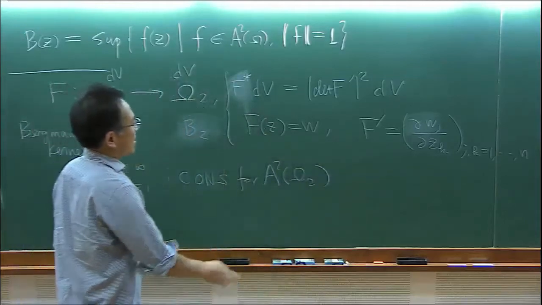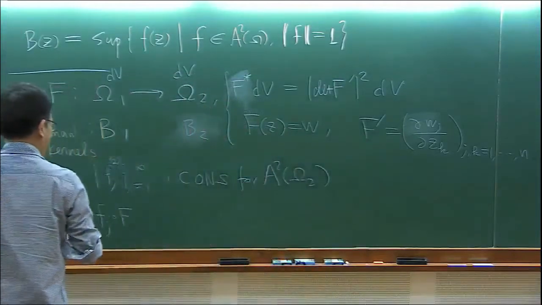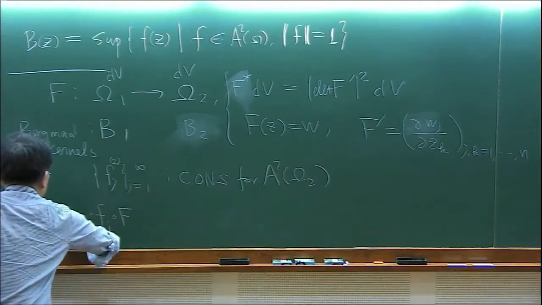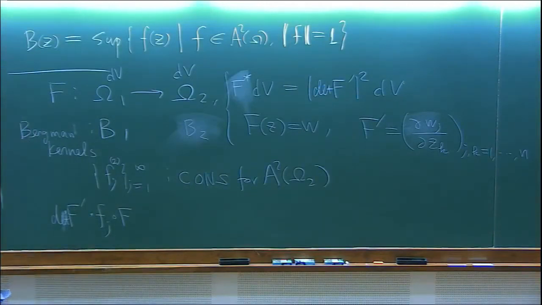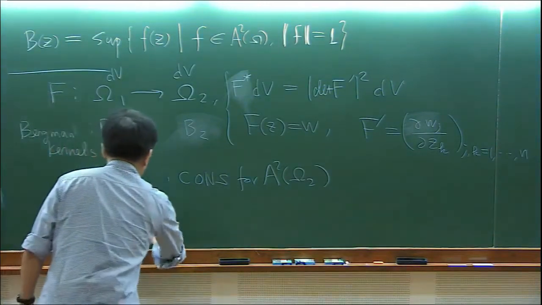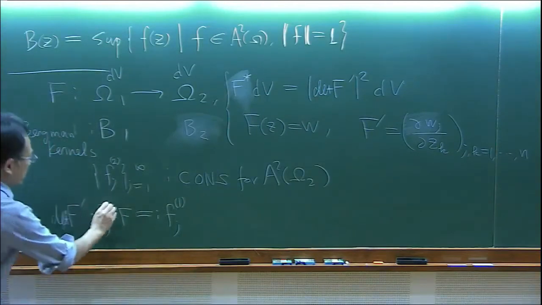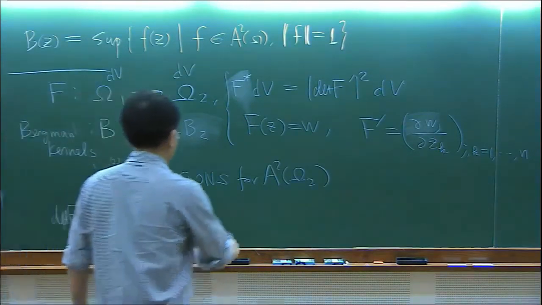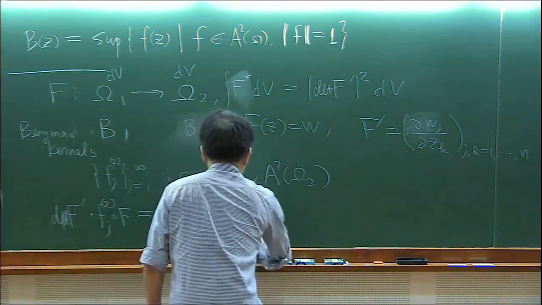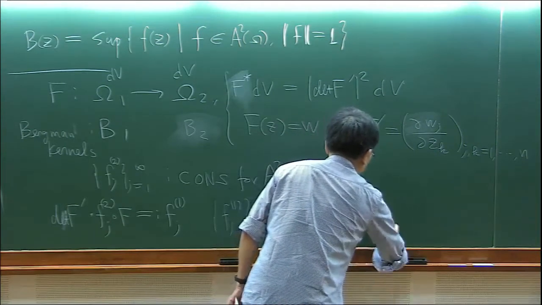So the good thing is the determinant of a holomorphic Jacobian is holomorphic. So I can put the determinant of F prime here. So I have to define this to be f_j1. Not just a pullback of f_j2, but pullback and scale it by the determinant of the Jacobian. Then this is a complete orthonormal system for A2 of omega 1.